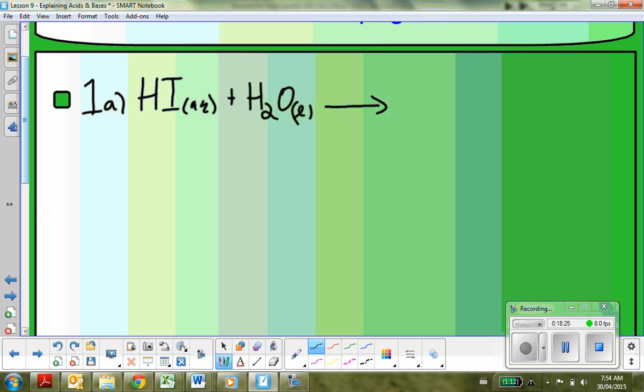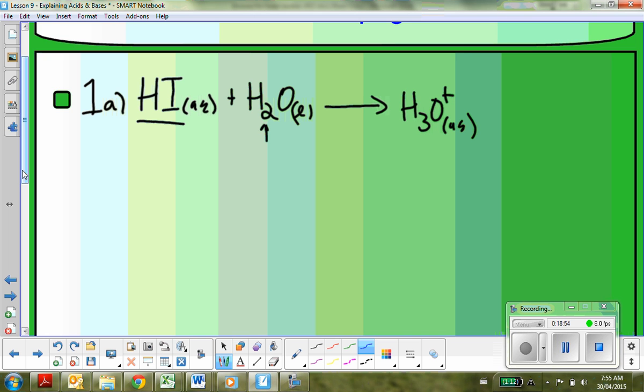Now, do I need to add 2 waters? Or can I just leave this water as itself? It should be just left as itself because there's no oxide in this formula, so I don't need to add 2 waters. So now I can go back to my right side of the equation. I've been asked to prove that it's an acid, so that should mean my first product is H3O+ aqueous. There we go.